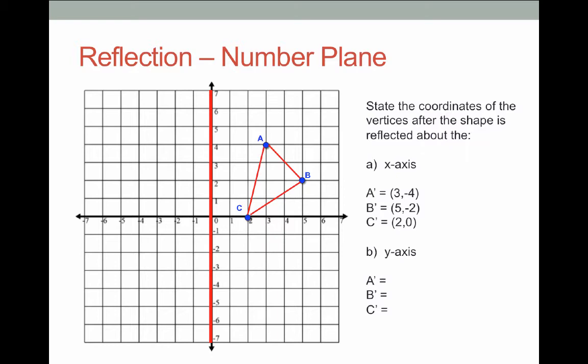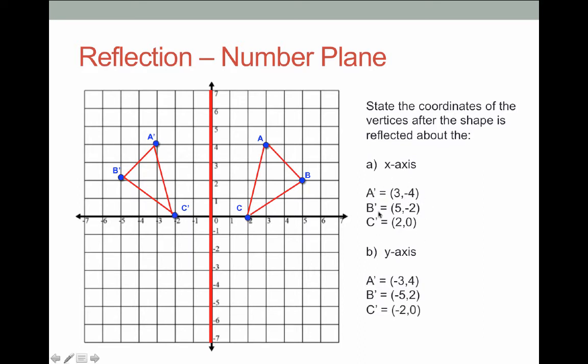Okay, let's see if you got them right. First of all, A is 3 boxes away from the y-axis. That means A dash has to be 3 boxes to the left of the y-axis. Same thing with B, it has to be the same distance away from the y-axis. And this time C is going to move to C dash, which is going to be 2 boxes away from the y-axis. Once I join up the points, I can now start writing in the coordinates. The coordinates of A dash are now going to be minus 3, 4. The coordinates of B dash are going to be minus 5, 2. And the coordinates of C dash are going to be minus 2, 0.